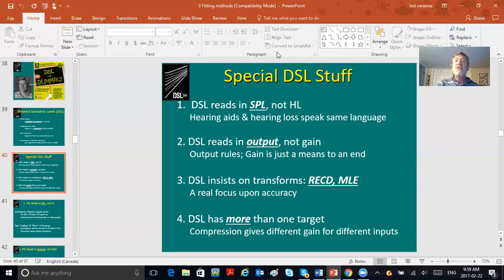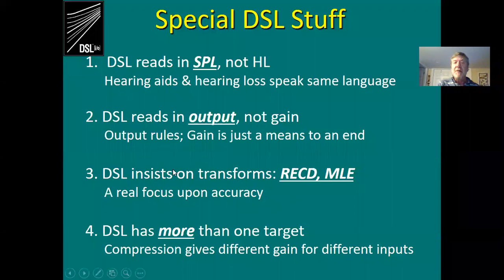Anyway, special DSL stuff, because this was a game changer. Totally. DSL reads in SPL, not HL. Hearing loss and hearing aids now can speak the same language. DSL reads in output, not gain. Output rules. Gain is just a means to an end.